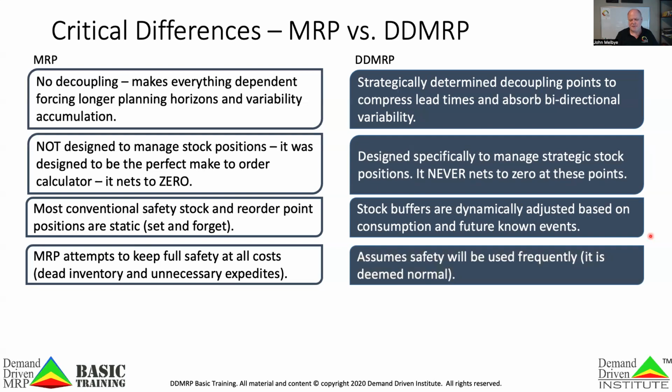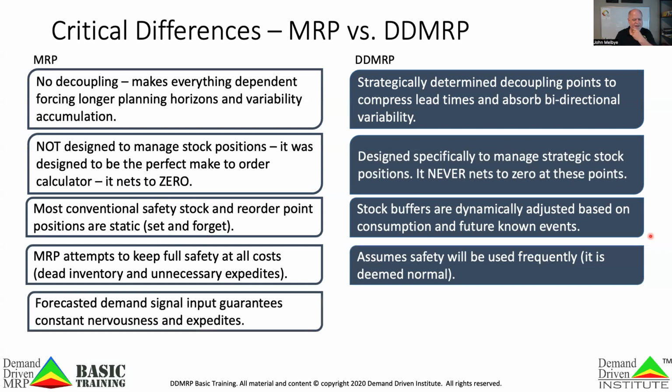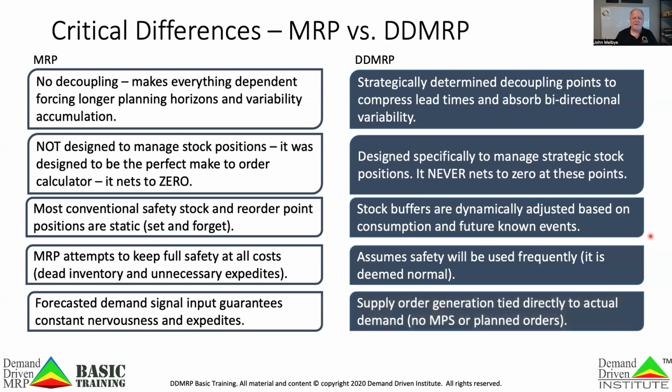DDMRP assumes that safety will be used fairly frequently. It is normal. The forecasted demand signal input guarantees constant nervousness and expedites. In traditional MRP and with DDMRP, the supply order generation is tied directly to actual demand. We don't use the master production schedule to drive precise orders or precise scheduling. We use it as an input into the buffer, and the buffer then determines when we order and how much we order.